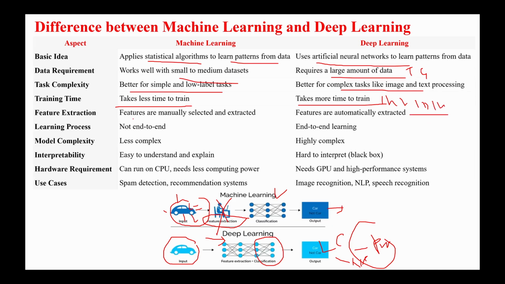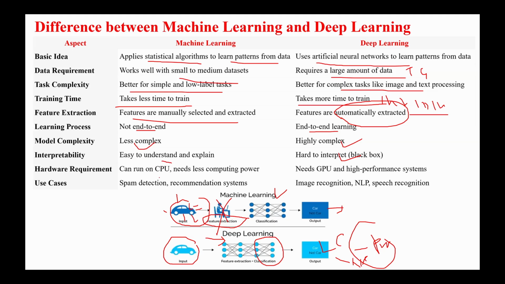Feature extraction: in machine learning, features are manually selected and extracted. Here the features are extracted automatically. No need to give feature extraction manually. Be very careful here: don't give feature extraction manually, it extracts the features automatically. The learning process: here it is end to end learning, while in machine learning it is not end to end. The model complexity is less complex in machine learning, while here it is highly complex, too highly complex. Interpretability means being easy to understand and explain. Here it is very hard, difficult to explain. And the last one is the hardware requirement.